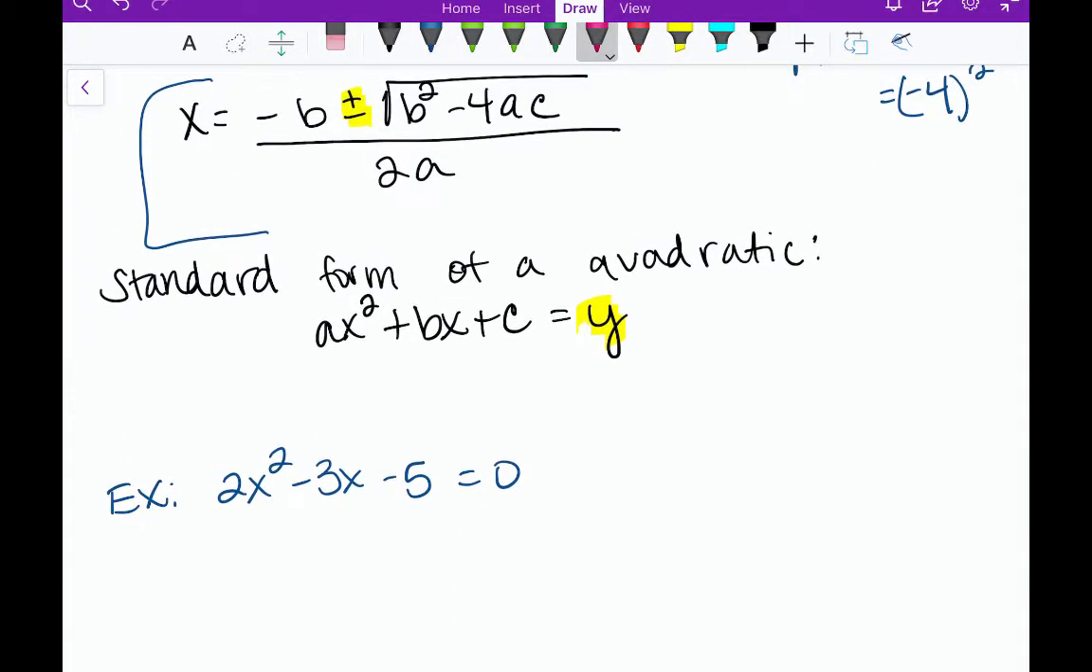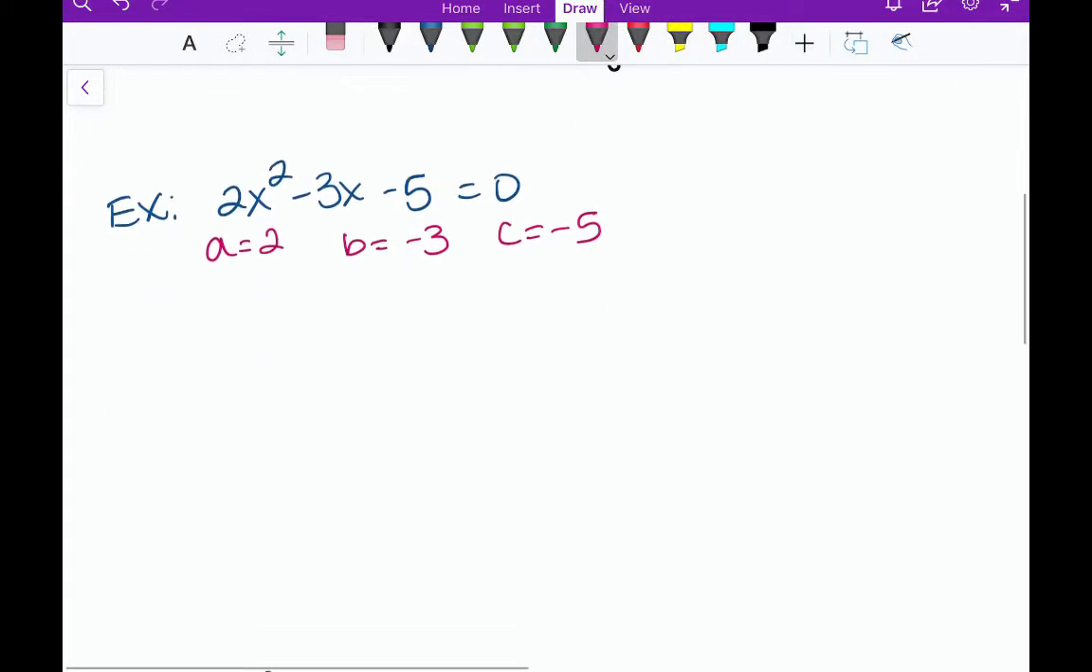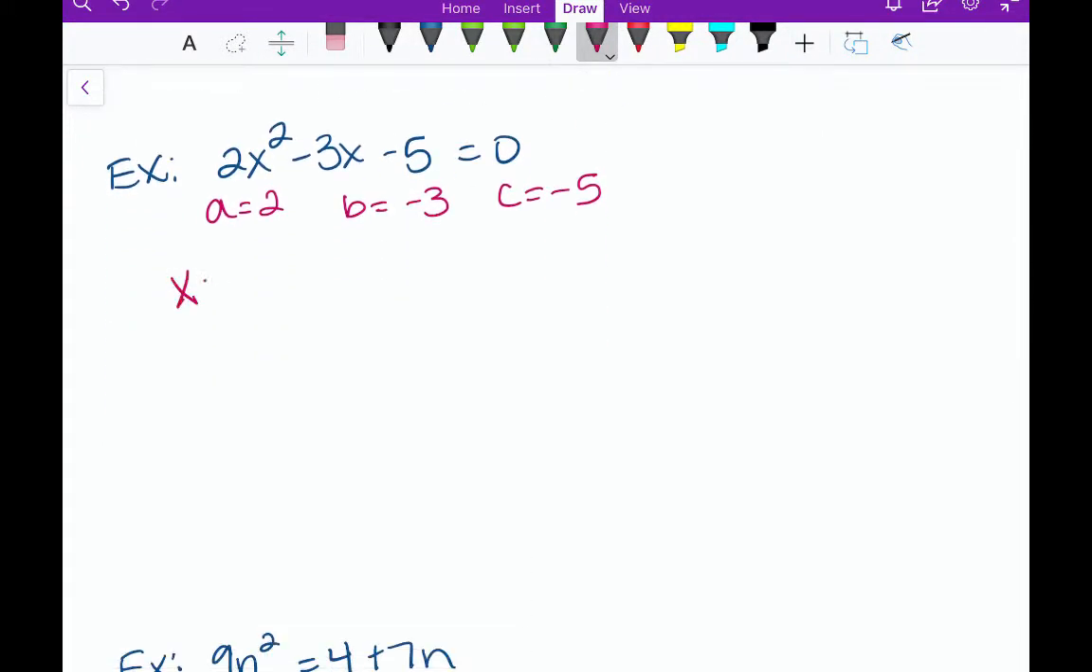So the first equation here is 2x squared minus 3x minus 5 equals 0. So it's already set to equal 0, so we're ready for that. I'm going to identify a is 2, b is negative 3, and c is negative 5. And now I'm just going to plug it into my formula, and I'm just going to rewrite the formula. x equals negative b plus or minus the square root of b squared minus 4ac, all divided by 2a.